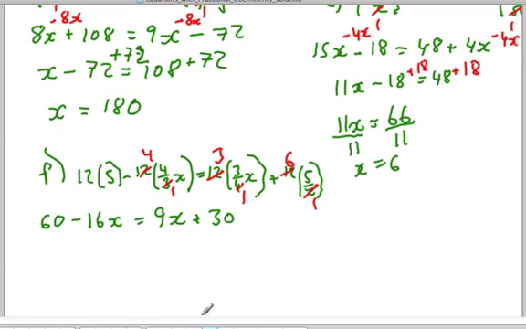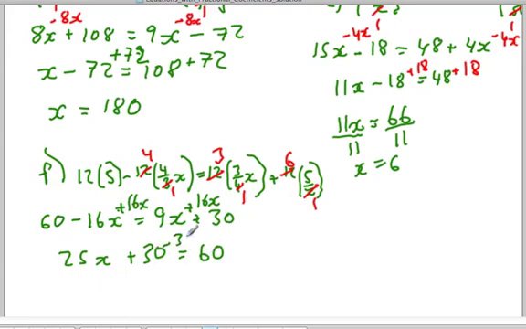Next thing we need to do is we'll subtract 9x from both sides. And in fact, we could actually add 16x to both sides. That would probably be the easiest. So that's 16x to both sides. And we end up with 9x plus 16x is 25x plus 30 is equal to 60.